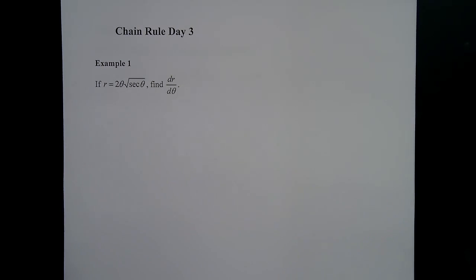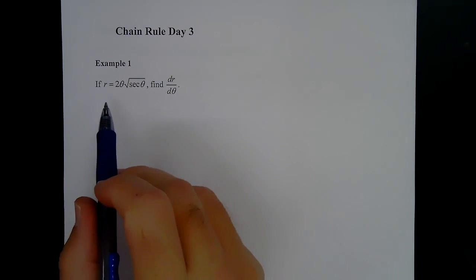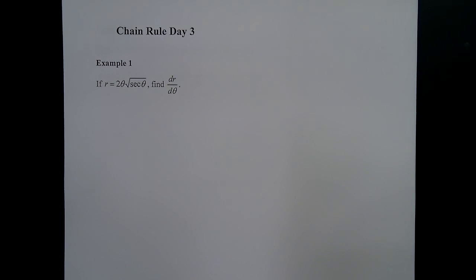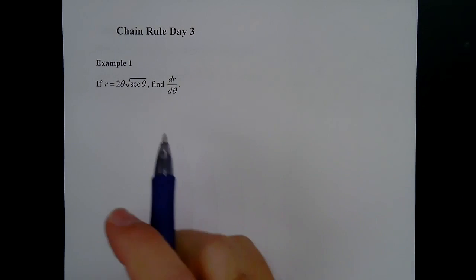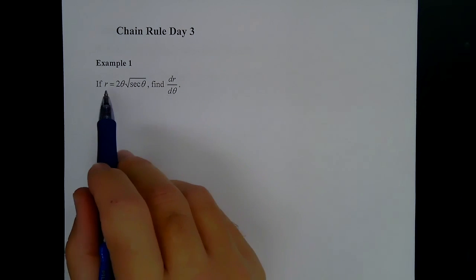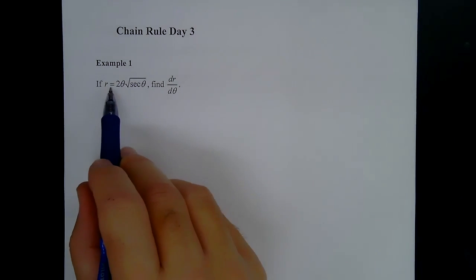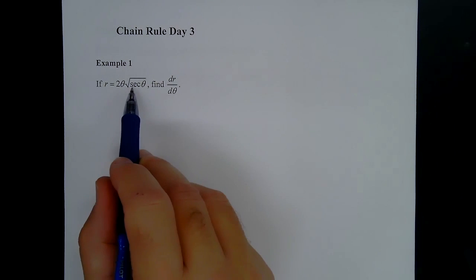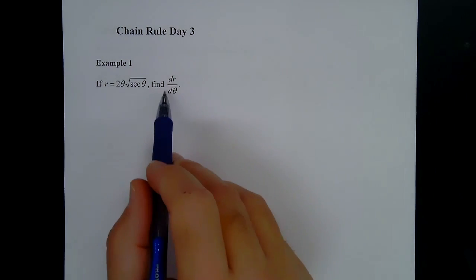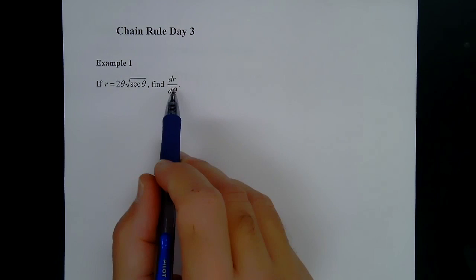So we're talking more about chain rule today, and just some different aspects of it. Okay. So we're just going to jump right into examples because nothing's really changed, nothing new for the chain rule. Different variables in this case because we have r is equal to 2 theta times the square root of secant theta, and we want to find dr over d theta.